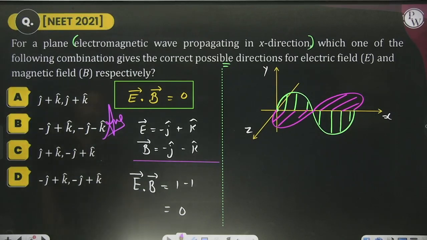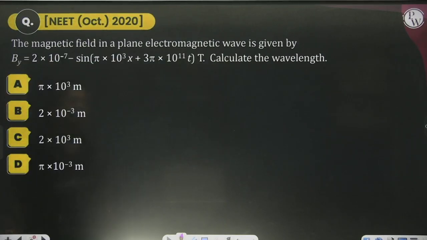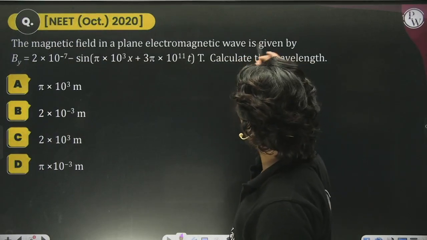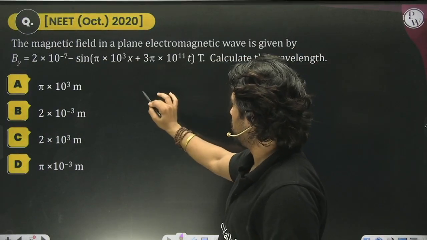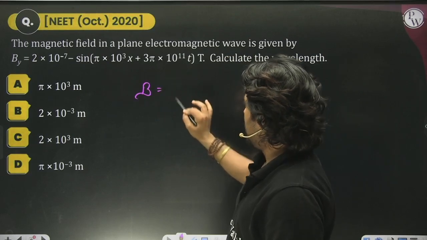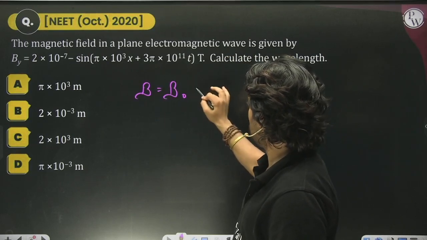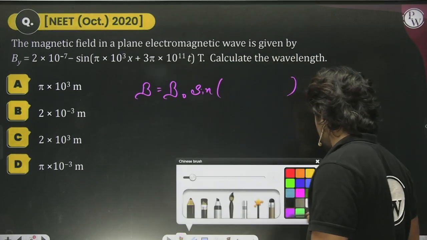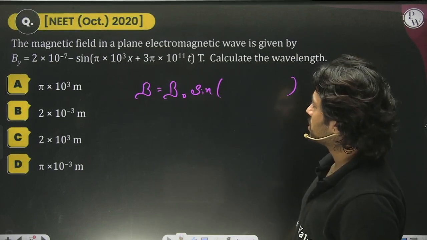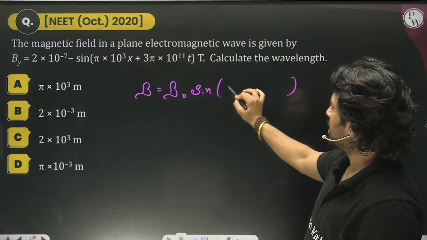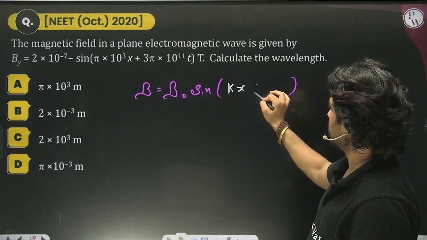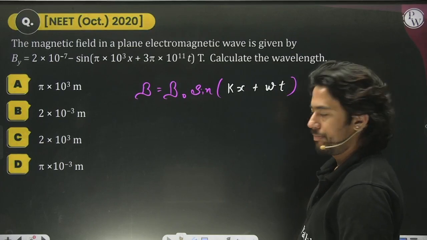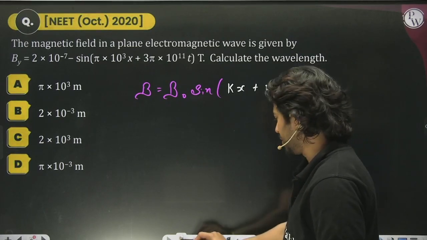Okay. Let's take the discussion ahead. There's another question coming in front of you. The question says: the magnetic field in a plane electromagnetic wave is given by the expression B equals B naught sine of (KX plus omega t).